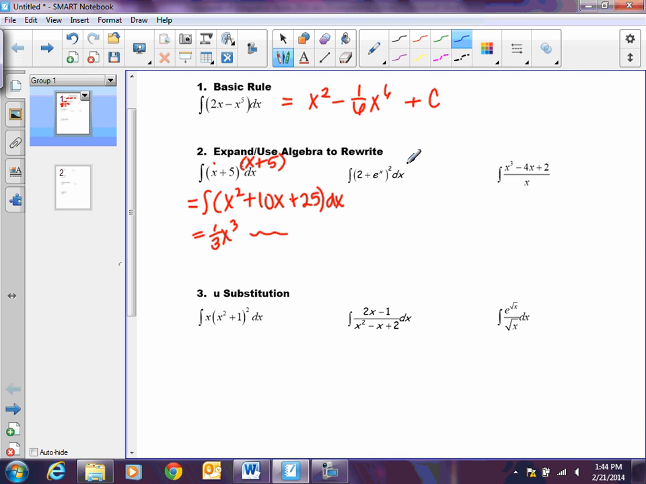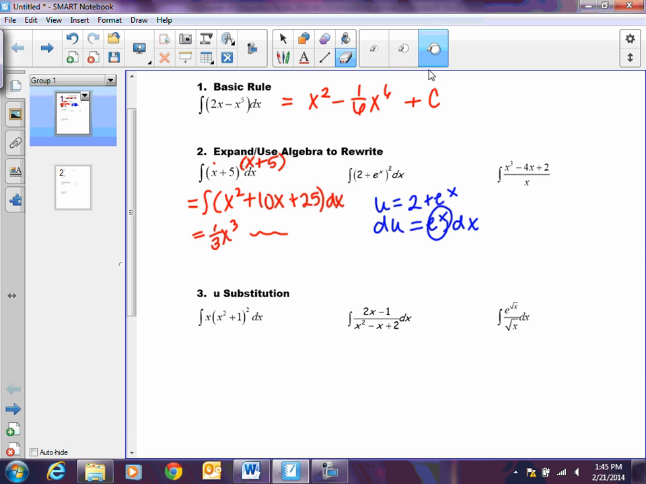I don't want you to write this down, but I want you to watch something. If I let u equal 2 plus e to the x, which is what you might want to do, then du is e to the x dx, right? The derivative of e to the x is e to the x. But this is nowhere to be found in the problem. So we cannot do u substitution on this one.